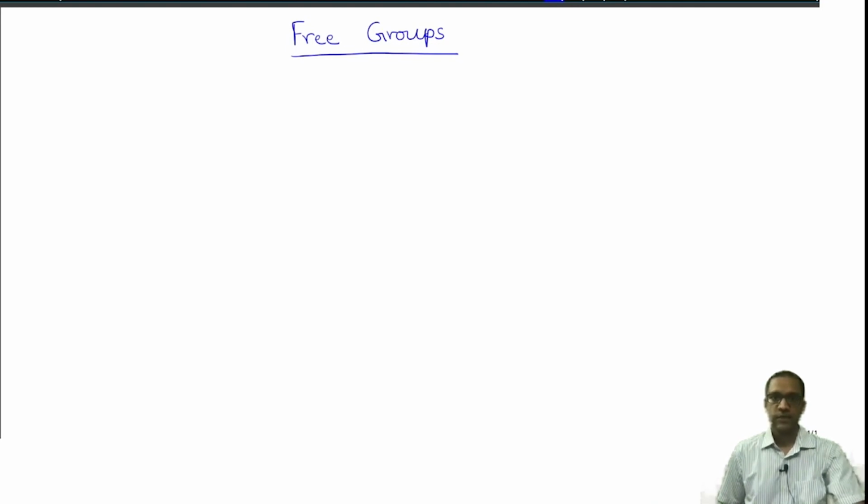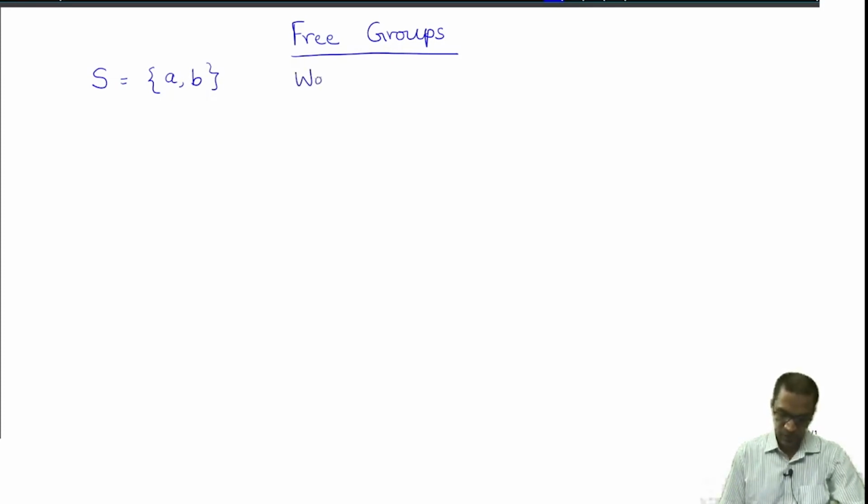Okay, so last time we started talking about free groups. Let's keep going. So what we've done so far is the very first step, which is to construct the set of all words in the alphabet. So we're trying to find the free group in two generators, A and B.